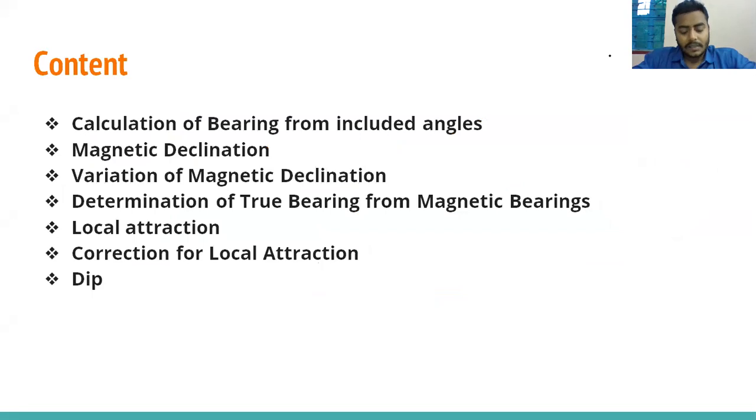In the previous two lectures I discussed what a meridian is, what the types of meridian are, what bearing is, what the types of bearing are, what forebearing and back bearing are, and the relation between them: the difference between the forebearing and back bearing is 180 degrees. It can be plus or minus, depending upon the orientation of the forebearing and back bearing, which also depends upon the quadrant, like whether the bearing is in the first, second, third, or fourth quadrant. Then we discussed how we can calculate the included angle if the bearing is given. All those topics we covered in the previous two lectures.